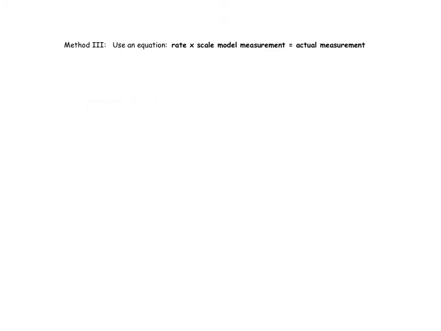The third method uses an equation, and this rate is the unit rate. We're just going to use an R times the scale model, and since S is not a very good variable, we're going to choose to use times M for model, and that equals the actual. So we could write that as rate times the model equals the actual measurements.